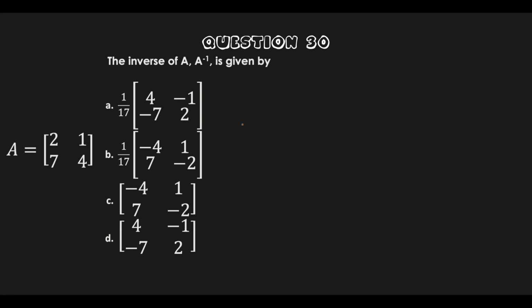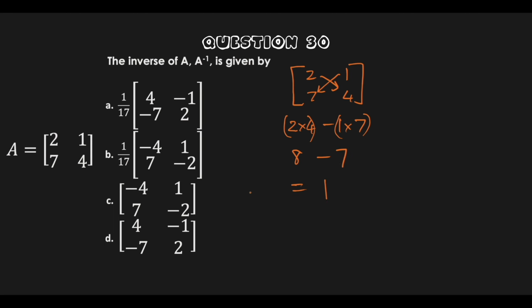So we have a matrix A and we need to find the inverse. In order to find the inverse, the first thing we need to do would be to find the determinant. Now the determinant is going to be 2 times 4 minus 1 times 7. It's always in that order. So what's 2 times 4? 2 times 4 is 8. Minus 1 times 7 is 7. So 8 take away 7 is equal to 1. So the determinant of A is equal to 1.